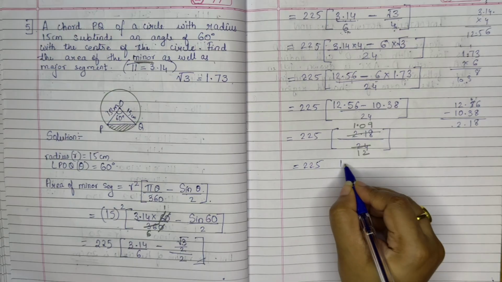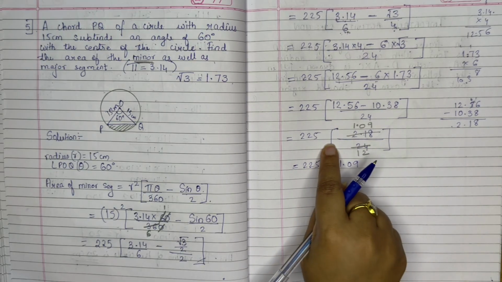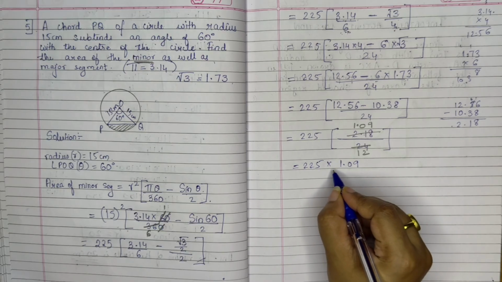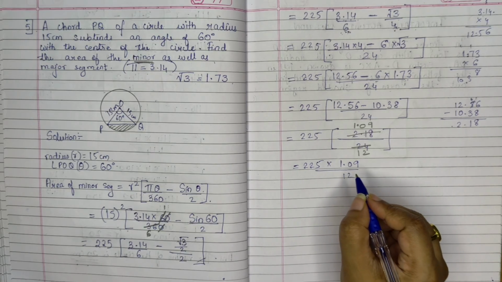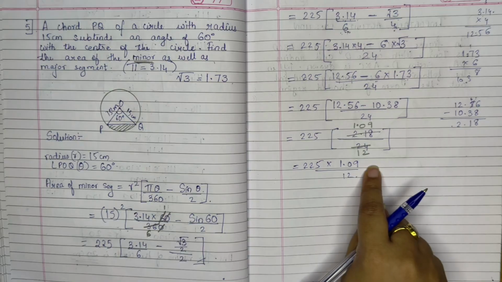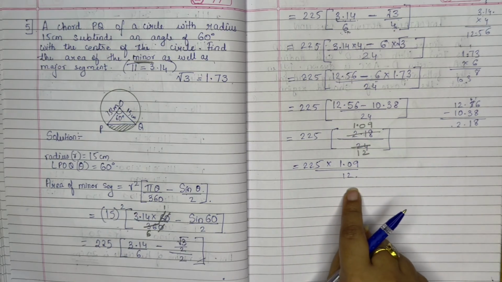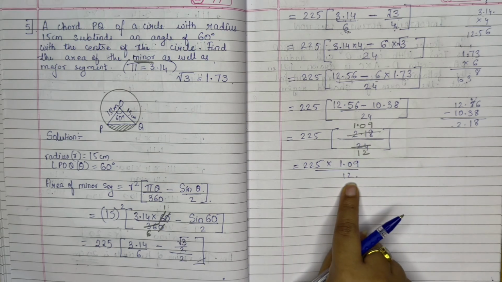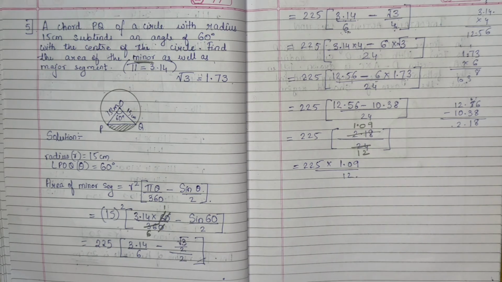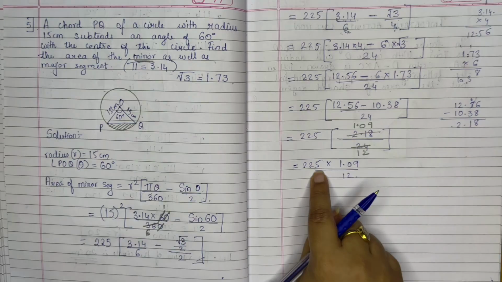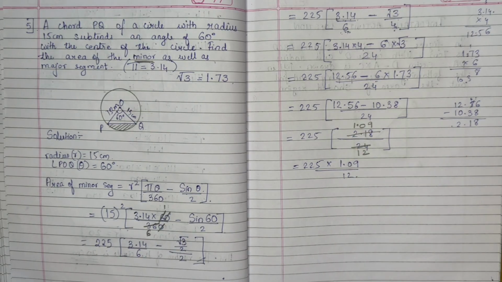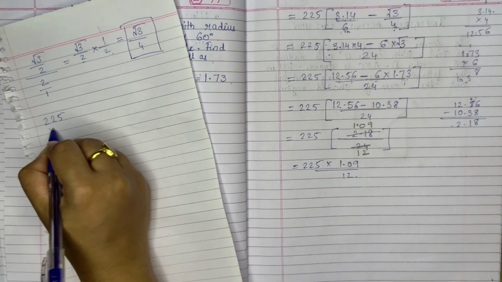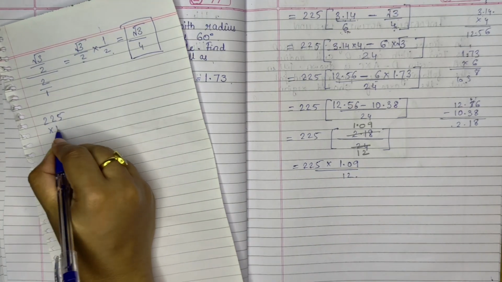225 bracket 1.09. Bracket means it is multiplication, upon 12. Okay, understood? So 225 multiplied by 1.09 upon 12. So what we will do is, first we will multiply these numbers and then we will divide it by 12. Understood? So first I am multiplying these numbers, 225 multiplied by 1.09.